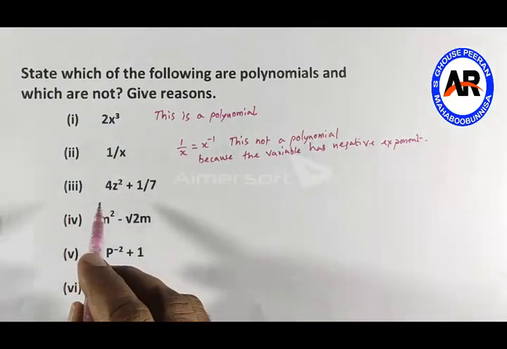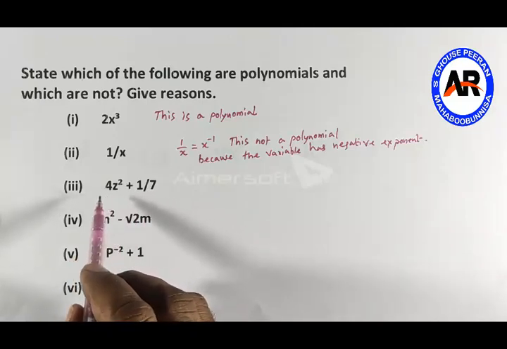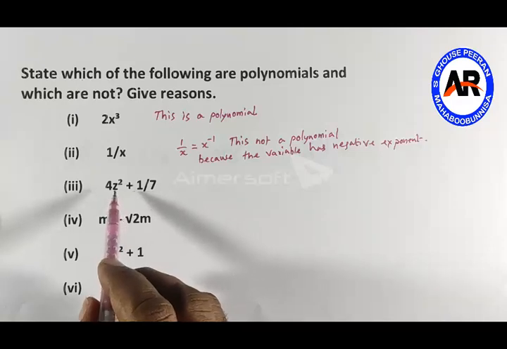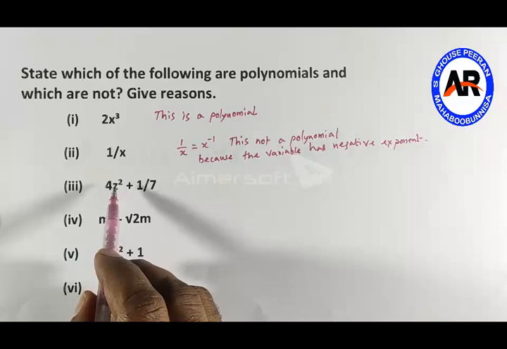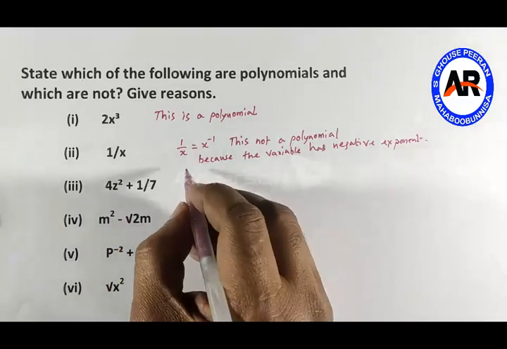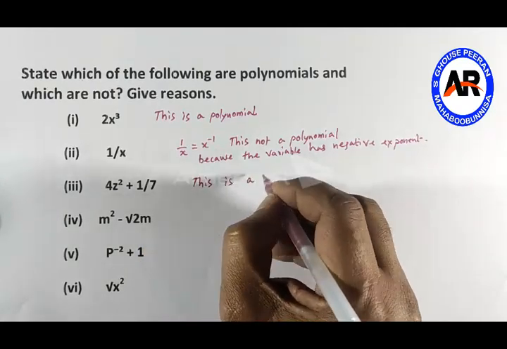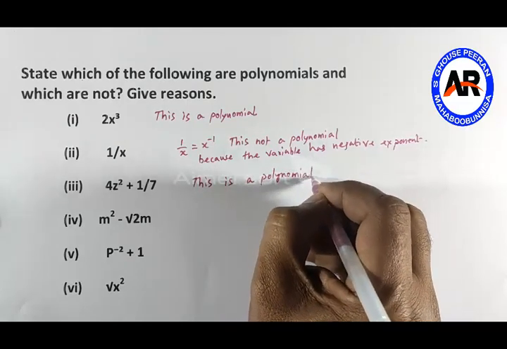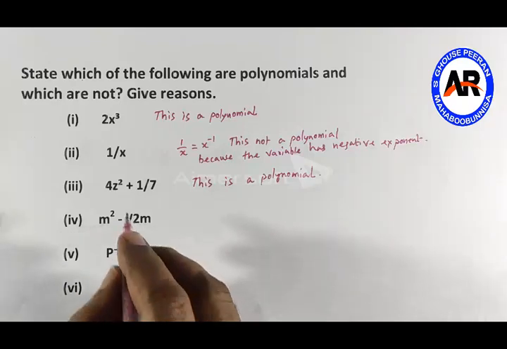Third one, 4z square plus 1 by 7. We can say that this is a polynomial because it satisfies all the conditions. The exponent of the variable z is a whole number. If you find the whole number as exponents, you can say that this is a polynomial.